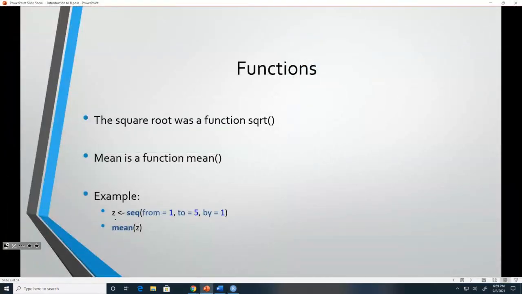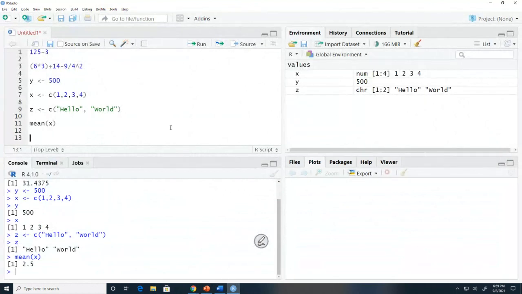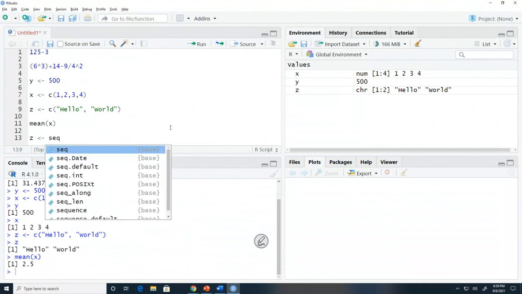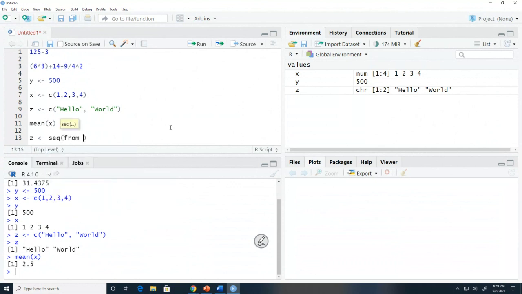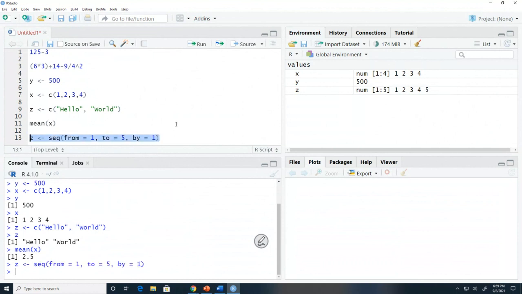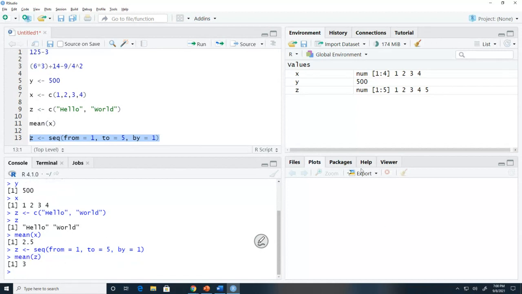We can also use this sequence function. I'm going to overwrite Z with sequence. So we had a character vector z, now we've overwritten it. So z is now a numeric vector, length 5, of 1, 2, 3, 4, 5. Now I can do mean z. And it will run it based on this new vector.